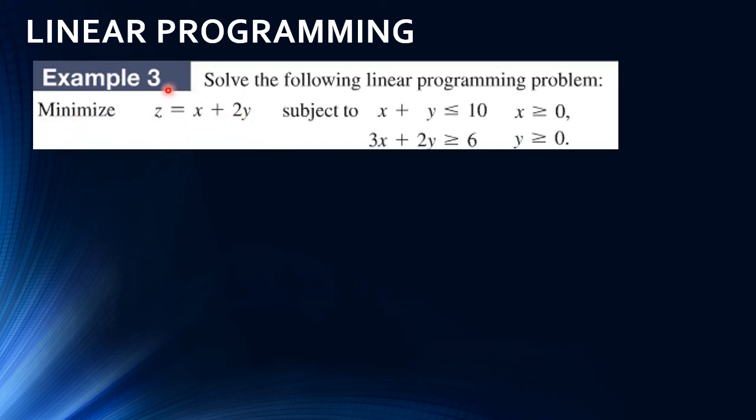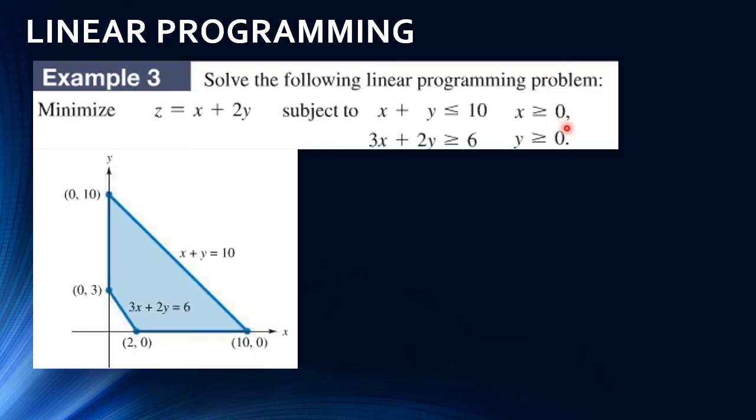So this is our objective function, and we have 4 linear inequalities. x plus y is less than or equal to 10. 3x plus 2y is greater than or equal to 6. x is greater than or equal to 0, and y is greater than or equal to 0. So this is good because 2 of our equations are just the axes. So this is telling us we're in the first quadrant. Okay, when I graph those other 2 equations, I'm looking for the intersections.